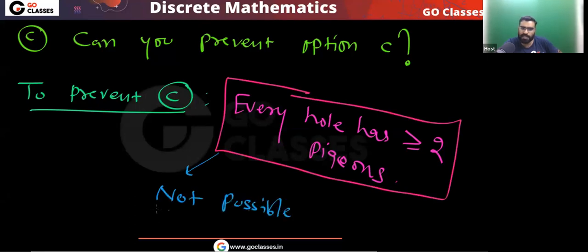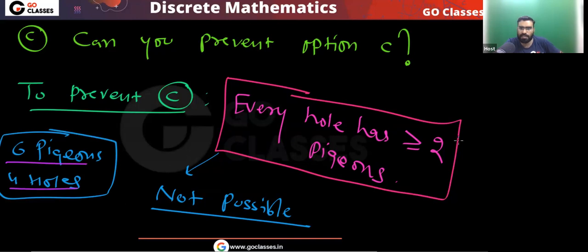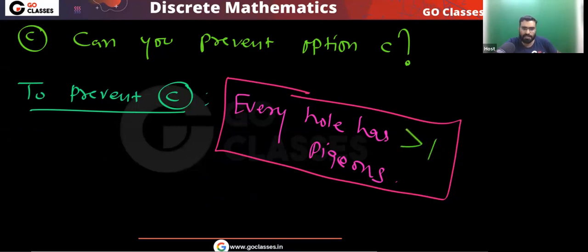Because only 6 pigeons you have. See, only 6 pigeons and only 4 holes. Can you put 2 pigeons in every hole? I cannot do this. So tell me, is option C true or not? Yes, option C is true.